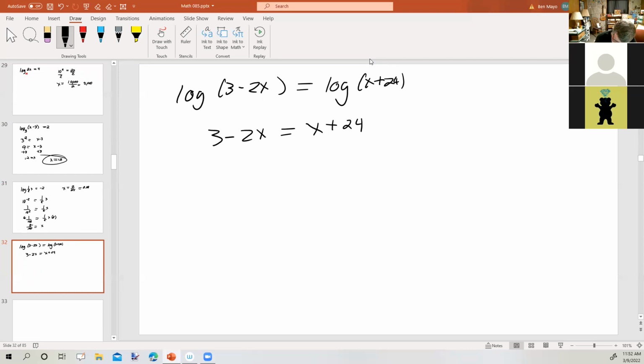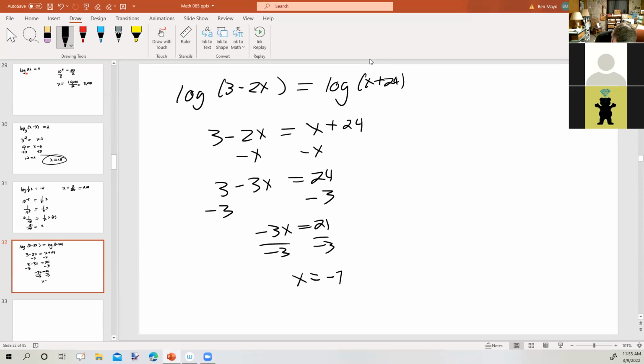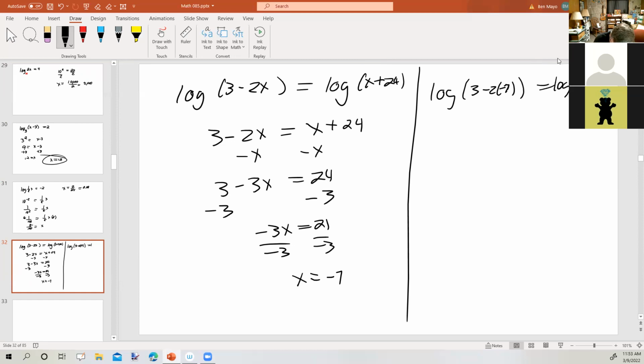But now, solving this, I'll subtract x from both sides. Subtract 3 from both sides. Divide both sides by -3. X equals -7. Let's check our work. Log of 3 minus 2 times -7 equals log of -7 plus 24. Log of what? 3 plus 14 would be 17 equals log of -7 plus 24, 17. Log of 17 equals log of 17. So it checks.